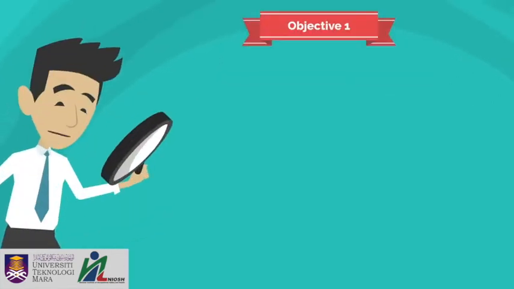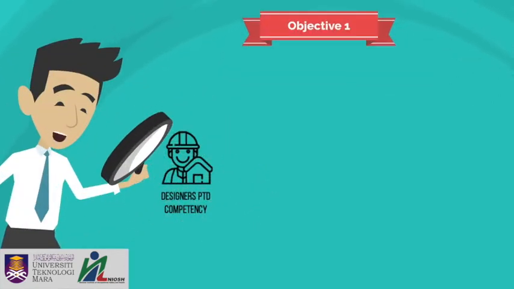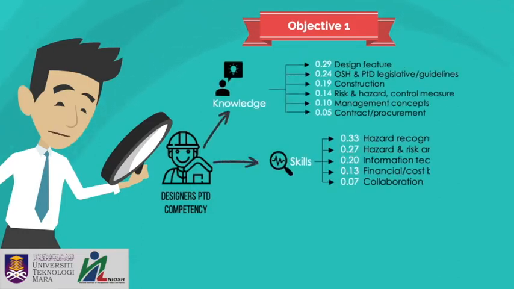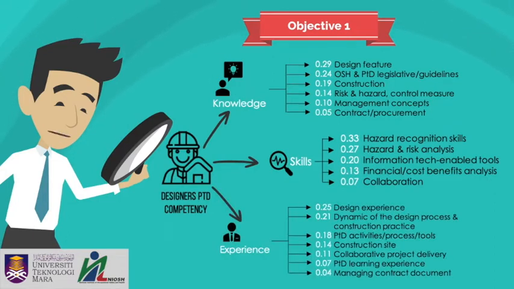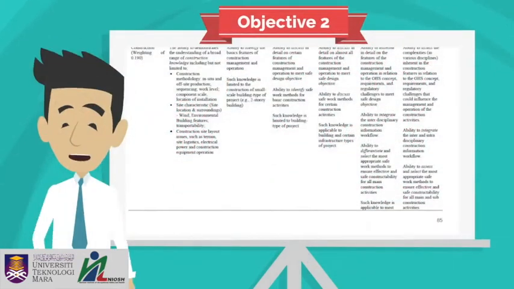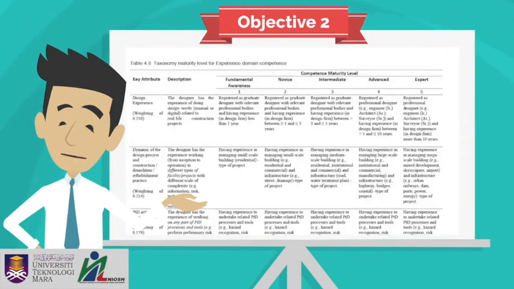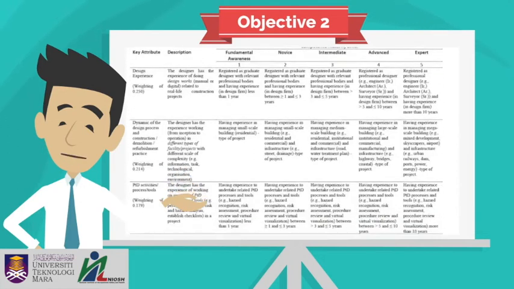Objective 1 identified the designer's PTD competency attributes for 3 categories. First is knowledge with 6 attributes. Second is skills with 5 attributes. Third is experience with 7 attributes. While Objective 2 identified the taxonomy of competence maturity levels for each attribute as follows.